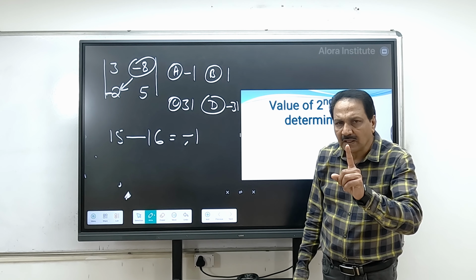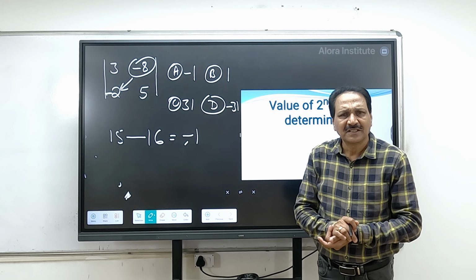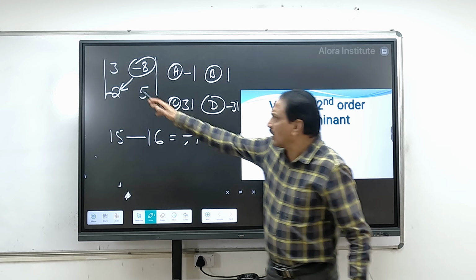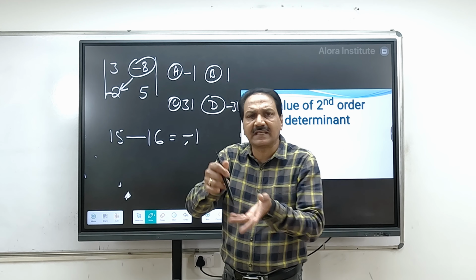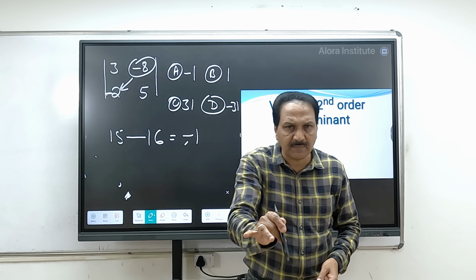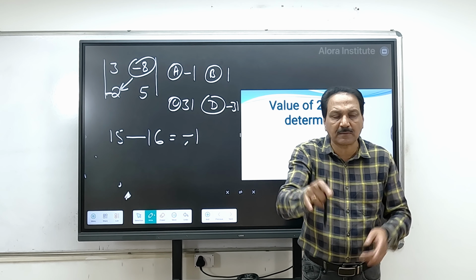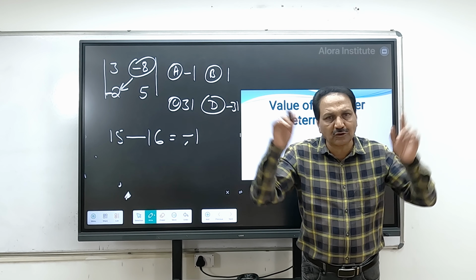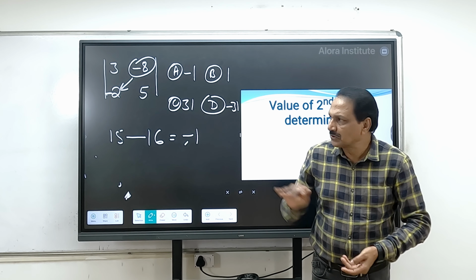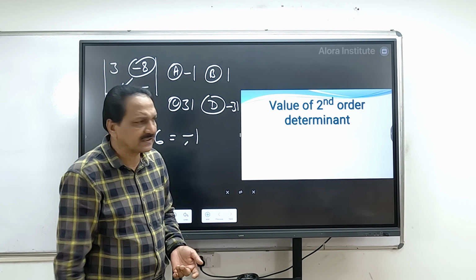Only one example is enough to digest the concept. What are the varieties of examples? Nothing. Only the numbers will be different and the minus sign will be associated with different numbers. But the formula remains same, the method remains same, and your shortcut method, inspection method, that also remains same. Clear? So this is the basic idea about determinants. This is one type of example.